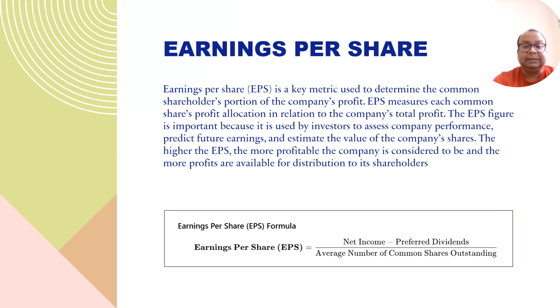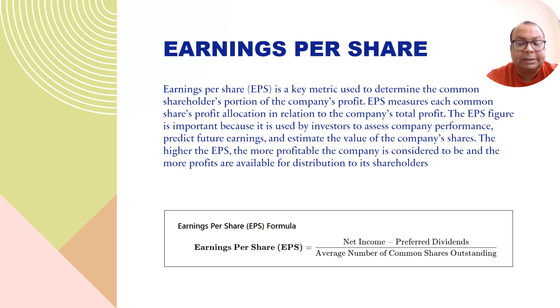Next one is earnings per share, which shows how much profit a company makes for each common share. It tells common shareholders what portion of the company's profit belongs to them. Investors use EPS to judge how well a company is performing, to estimate future earnings, and to understand the value of its shares.